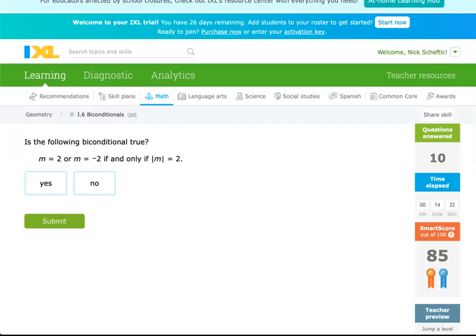All right, skipping ahead some. m is 2 or -2 if and only if the absolute value of m is 2. Okay, well, by definition, the absolute value of m is 2 means m is going to be 2 or -2. Those are 2 options there, so that's going to be yes.